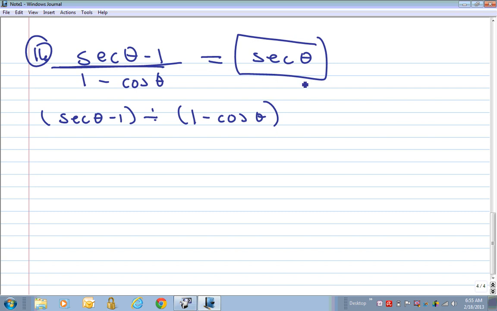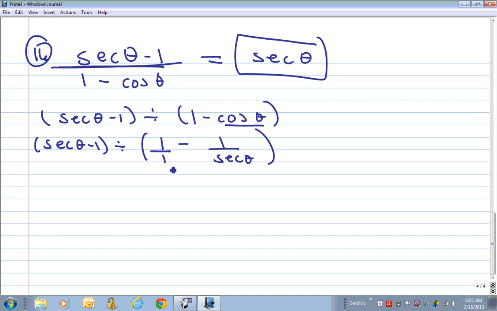All right, I need only secant, so I need to do something about this cosine. Cosine can be written as 1 over secant, and that would kind of get rid of the cosine. So I'm going to try that. I'm going to keep my secant theta minus 1 on this side. I'm going to keep the division for right now, and I'm going to write this as 1 minus 1 over secant. All right, when I do that, I have a fraction, so I'm going to make 1 a fraction.